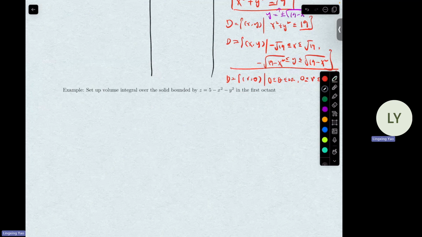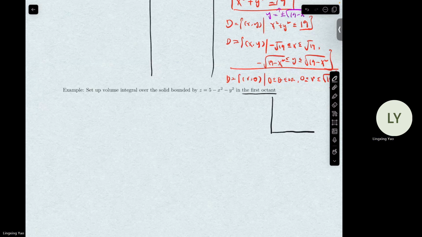Okay, so for this one, we do notice this is in the first octant. That means for x, y, z, the first octant means x is non-negative, y is non-negative, and z is also non-negative. But here we need to set up the volume integral, or triple integral, over the solid bounded by this paraboloid in the first octant.